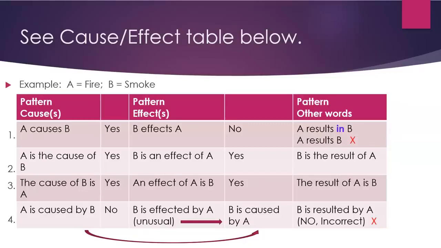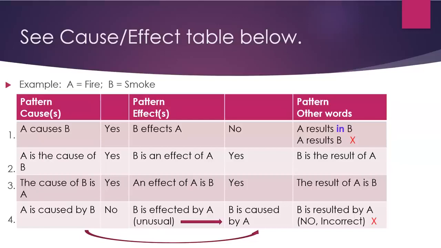Let's look at the first pattern with cause. A causes B. A is the cause of B. The cause of B is A. A is caused by B. Can we say these? A causes B? Yes. A is the cause of B. Yes. The cause of B is A. Yes. A is caused by B. No, this doesn't work. We have to change it to B is caused by A. Fire is not caused by smoke. Smoke is caused by fire. So we have to switch it there.